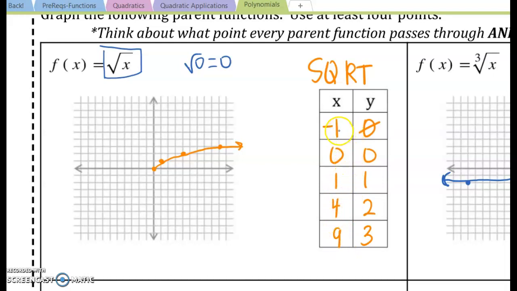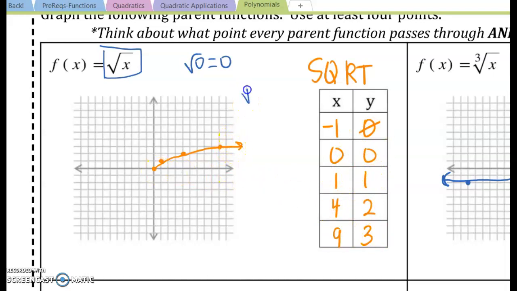I've also plugged in -1 to show you that. Can you take the square root of the negative? No, you cannot. Yes, it will give you an imaginary number. However, we are trying to graph the function accurately as a parent function, so that does not give us a real solution to graph. Okay, so then when I plug in 1, the square root of 1 is 1, square root of 4 is 2, and the square root of 9 is 3. And then I graph these.